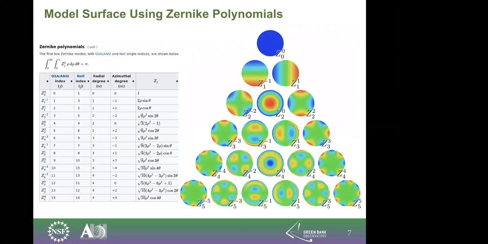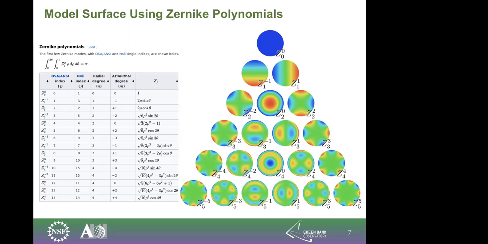All right, so model surface using Zernike polynomials. When you're going through and doing your auto-OOF corrections, really what you're measuring is different Zernike polynomials for the dish structure. Most of the ones that we will be using in the auto-OOF and that you will see later on are Zernike polynomials 3, 4, and 5.